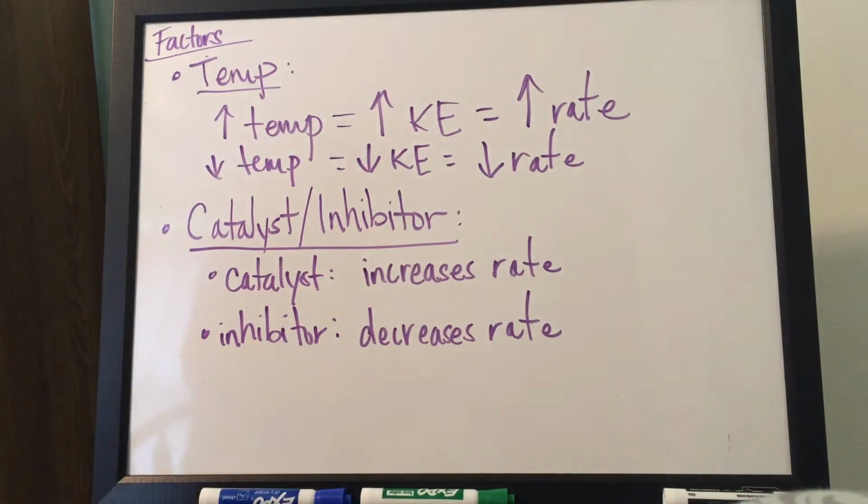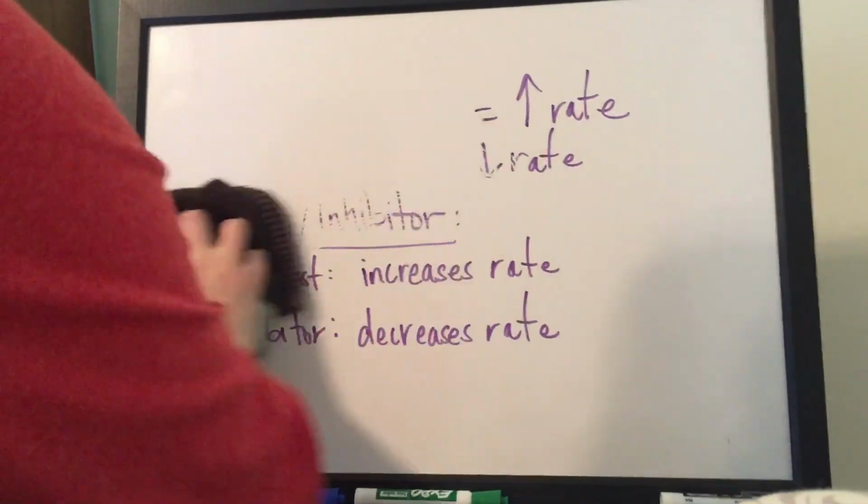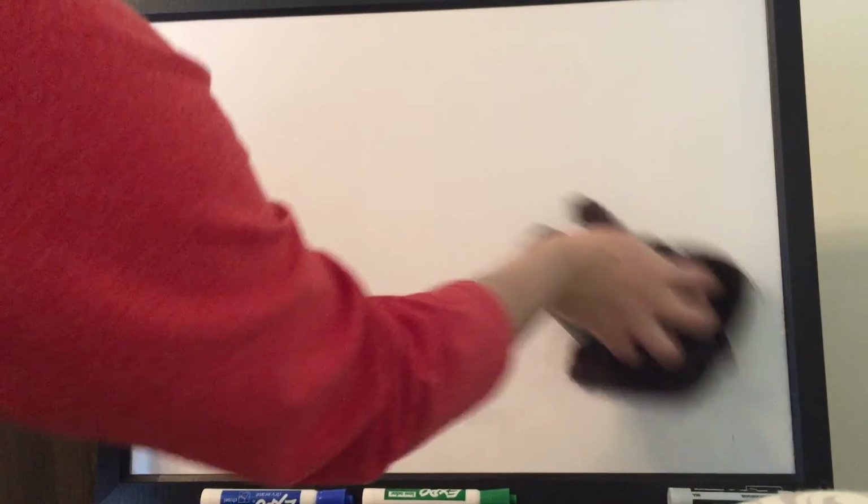So those are the four things: physical state or particle size, temperature, concentration of reactants, and then whether or not you have a catalyst or an inhibitor. Those four things can affect the rate of a chemical reaction. All right, little bottom section, we're going to talk about energy.